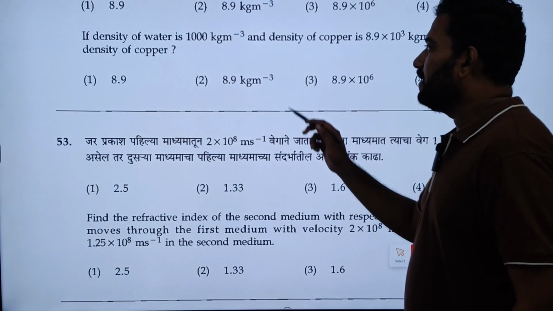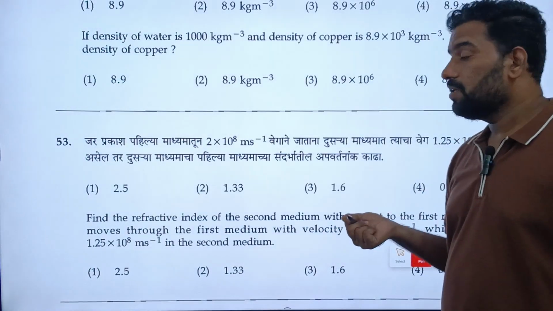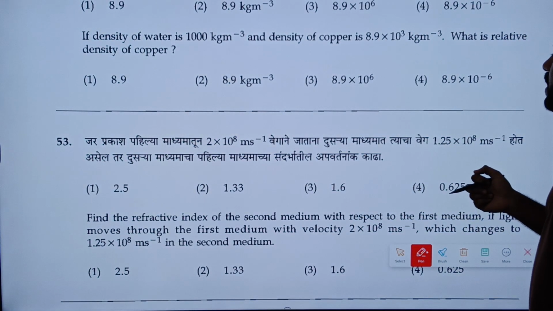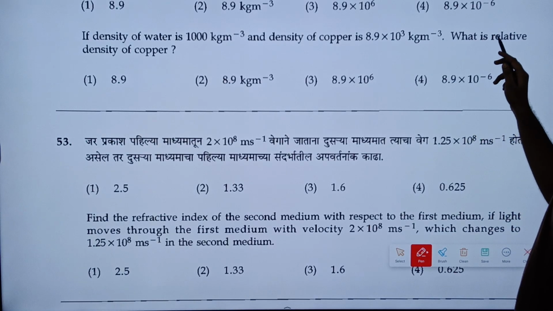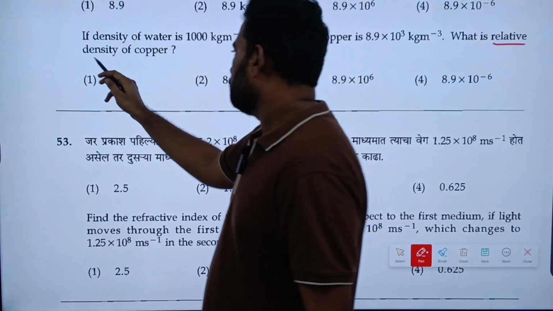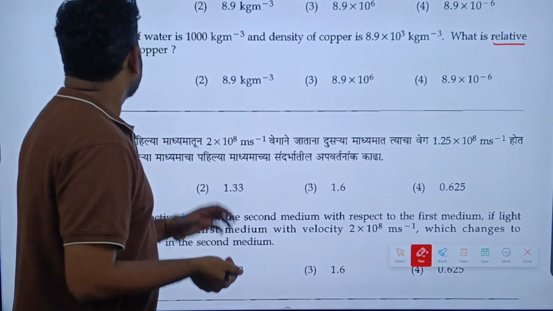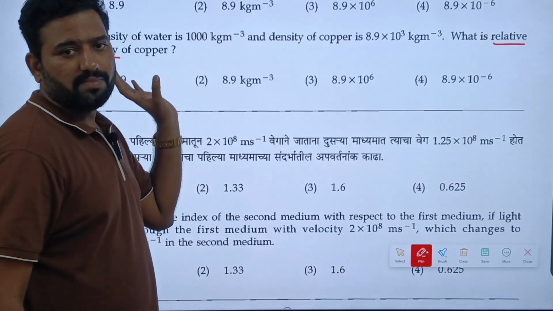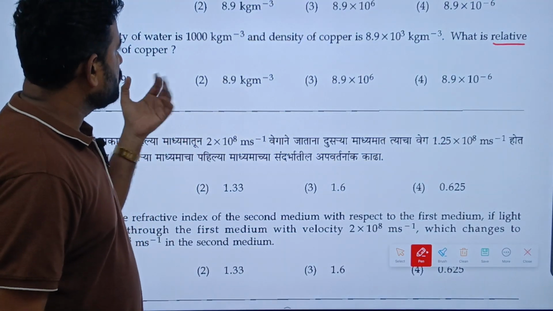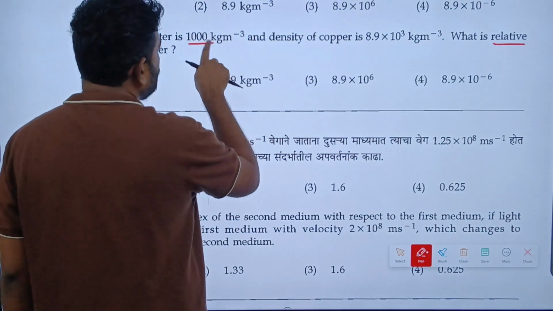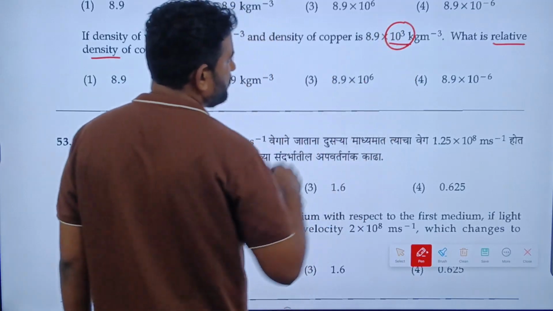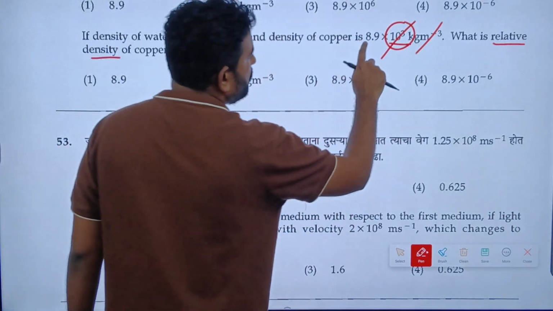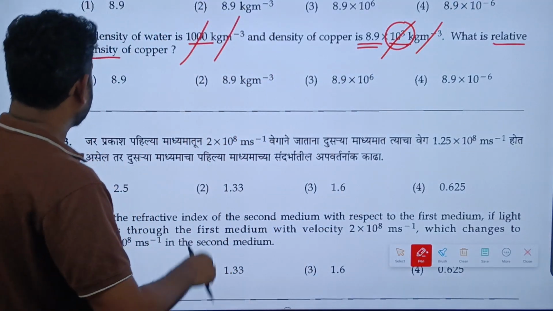If density of water is 1000 kilogram per meter cube and density of copper is 8.9 into 10 raised to 3, what is relative density? When we compare water density and elements density. So, simply here 1000 and 10 raised to 3 is same. So, this will be cancelled and your answer is 8.9.